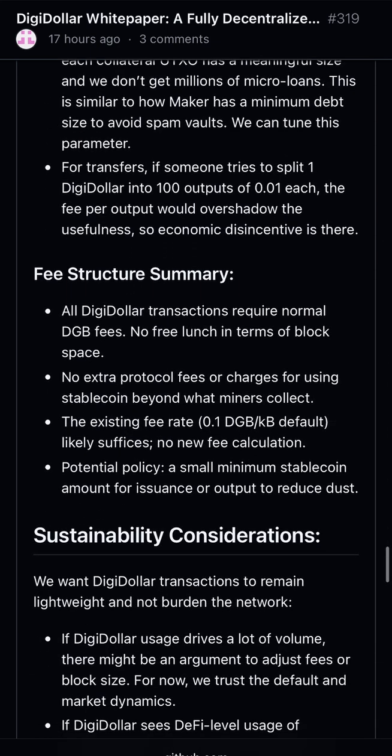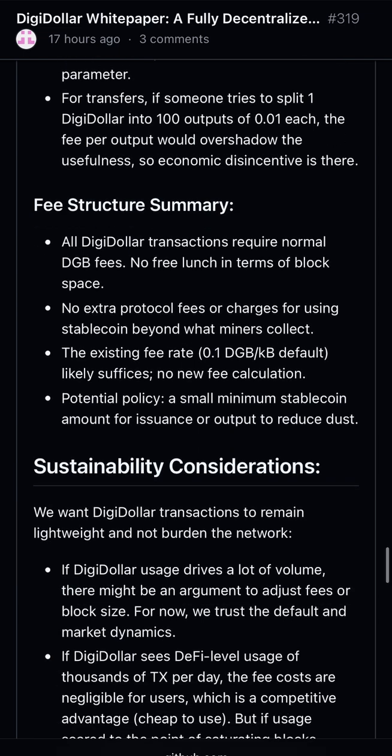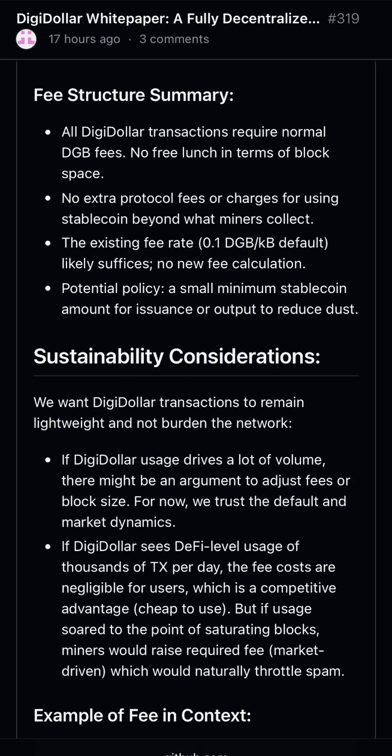For transfers, if someone tries to split one DigiDollar into 100 outputs of 0.01 each, the fee per output would overshadow the usefulness, so economic disincentive is there. Fee structure summary. All DigiDollar transactions require normal DGB fees. No free lunch in terms of block space. No extra protocol fees or charges for using stablecoin beyond what miners collect. The existing fee rate, 0.1 DGB per KB default, likely suffices. No new fee calculation. Potential policy: a small minimum stablecoin amount for issuance or output to reduce dust.